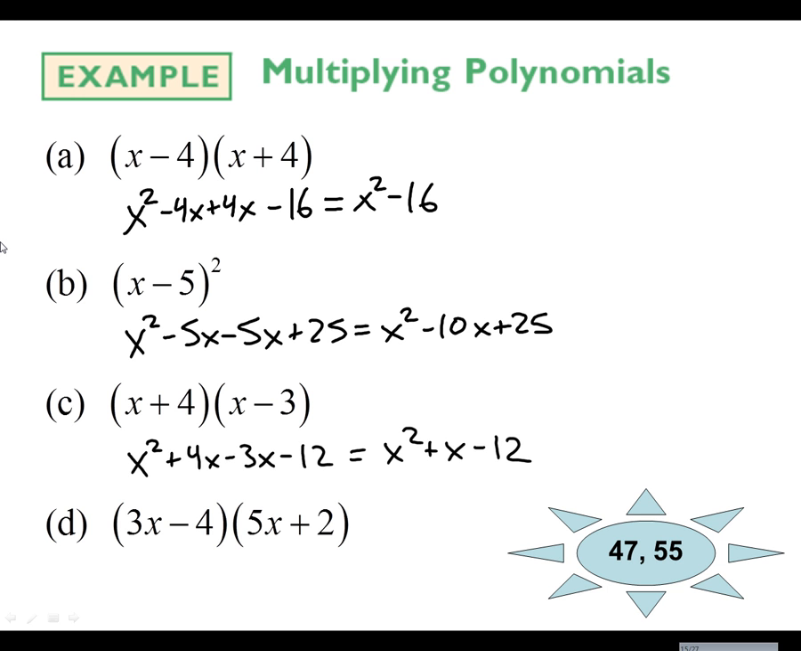And lastly here, don't forget to multiply these coefficients. 15x squared. And then we've got the outside, which is plus 6x. Inside, minus 20x. And last, minus 8. Let's combine those middle like terms. 15x squared minus 14x minus 8. All right, so a couple problems for you to do, 47 and 55.